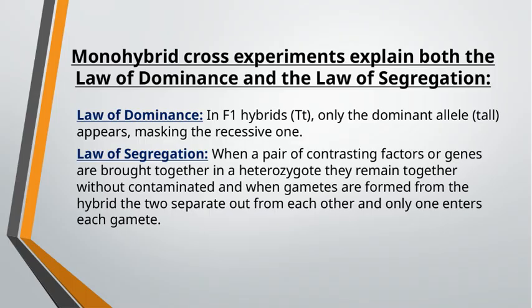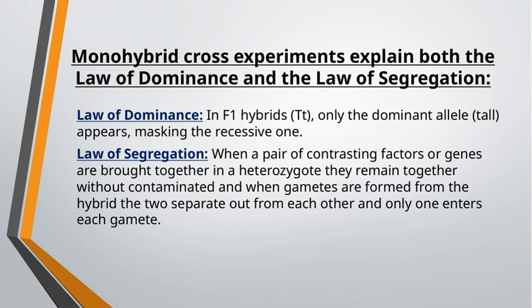First, the law of dominance. In the F1 hybrids, which are heterozygous like Tt, you'll notice that only the dominant trait appears, so tall plants. The recessive trait, short in this case, is masked by the dominant allele. This illustrates how one allele can overshadow the effect of the other when they are paired.